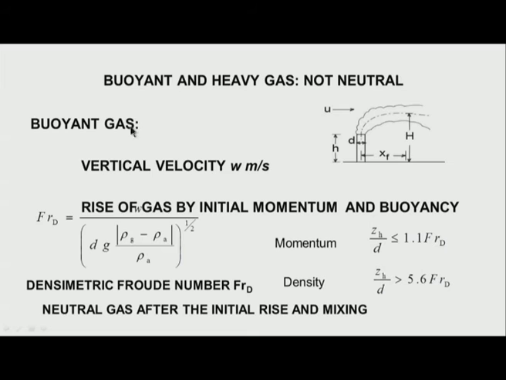But supposing I have hydrogen, which is a very highly buoyant gas, low density, and let us say from the chimney it is pushed out. Therefore, what is going to happen? It is pushed out a distance from the height of the chimney or height of the release to a larger height depending on its buoyancy and also the initial momentum.